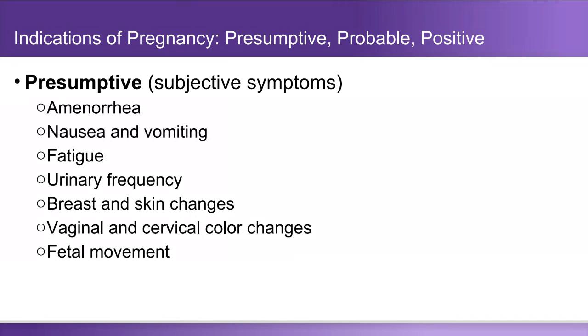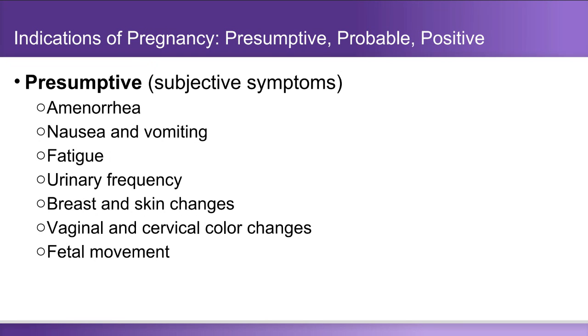It's helpful if we talk about the difference between a sign and a symptom. So when we talk about a symptom, that's very subjective. So that's what we're talking about here. It's something that's reported by the patient. And when we talk about a sign versus a symptom, a sign is something that's more objective. It's something that's going to be witnessed by an observer. So these presumptive signs of pregnancy are those subjective symptoms that women report.